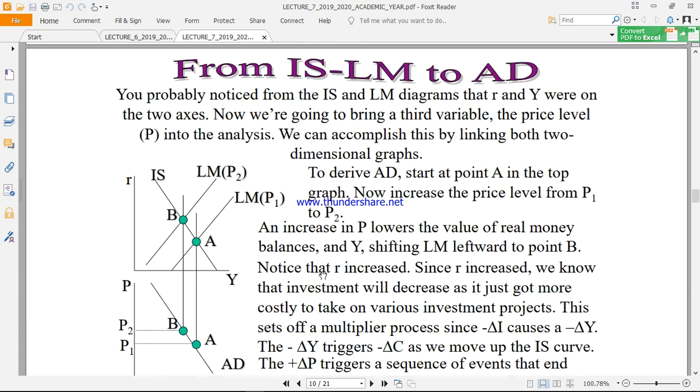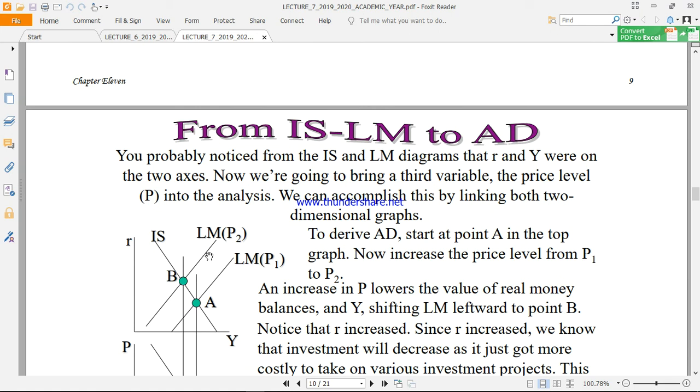Alright. So now let's combine these two, IS-LM. We link them to demand.